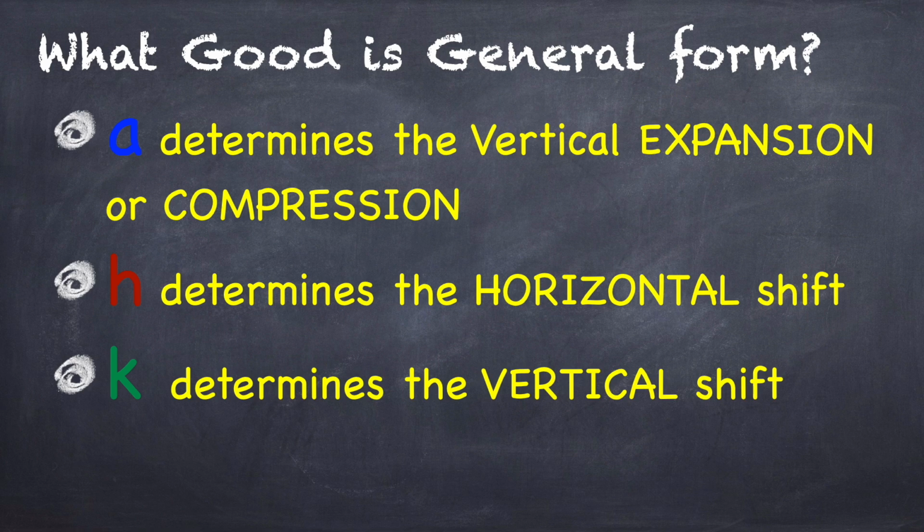Okay, determining the vertical expansion or compression. If A is between 0 and 1, a fraction or a decimal that has a value that is between 0 and the number 1, I will have a vertical compression.